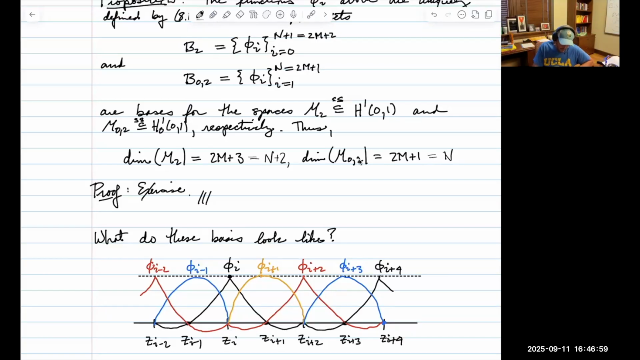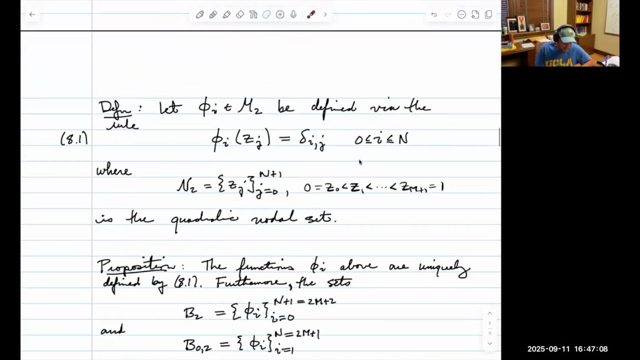I want to answer the kind of primordial question, and that is, why does the definition that I gave above completely and utterly define these basis functions, and uniquely define them? And then what do they look like after doing that? Well, let's think about this. What does this definition mean? First consider phi_i and evaluate it at all the different nodes. The only one which should be non-zero is whenever i and j are equal to each other.